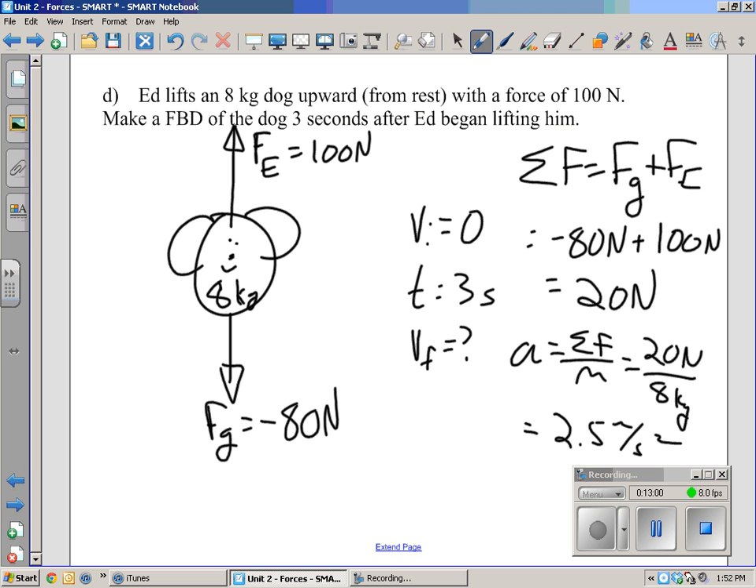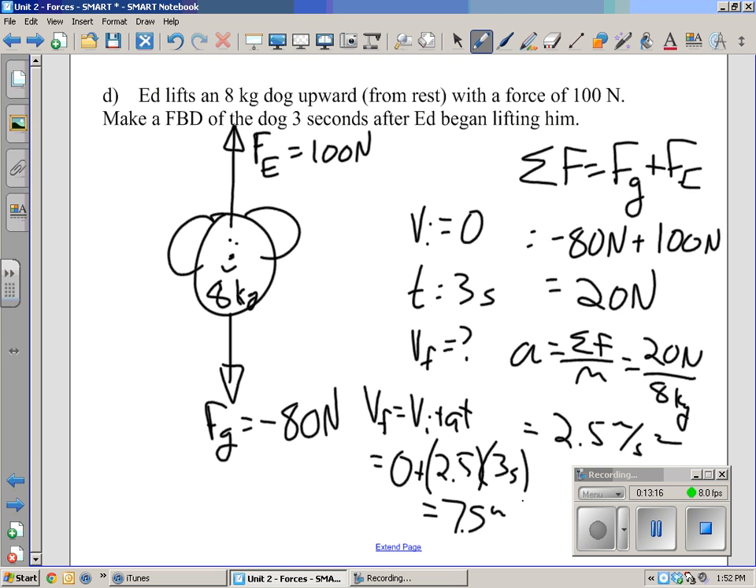And so now you can find the VF by doing VF equals VI plus A times T. And you get 0 because he's going from rest, plus 2.5, I'm skipping units to save time, times 3 seconds. So after those 3 seconds, the dog is going to be moving at 7.5 meters a second.